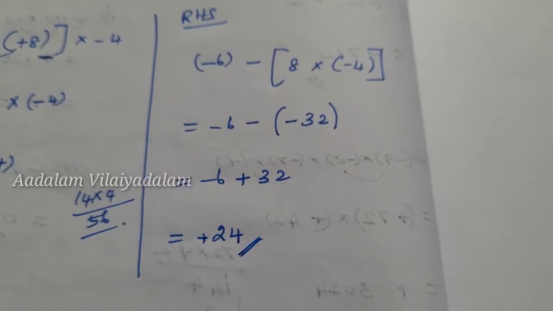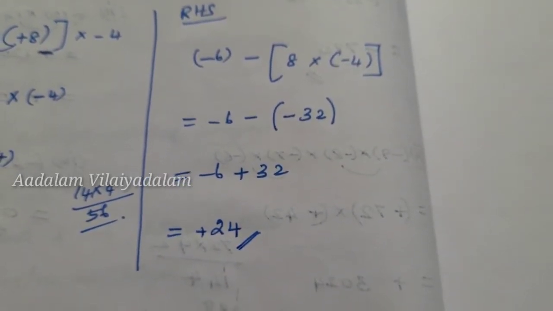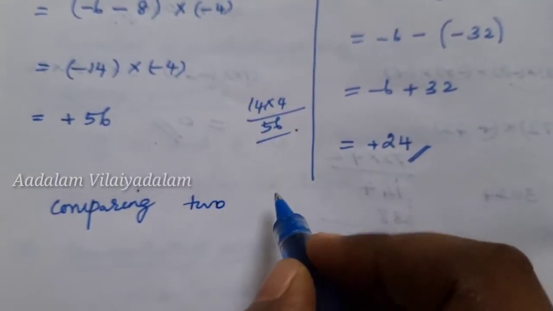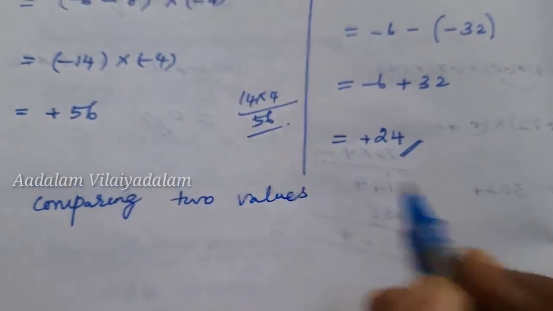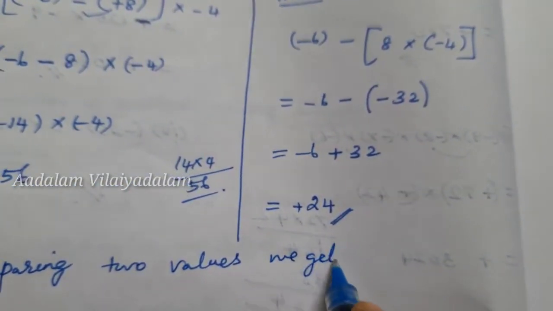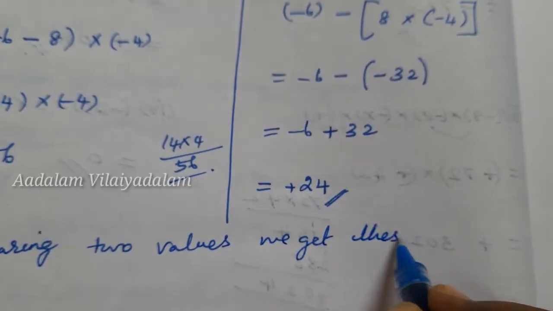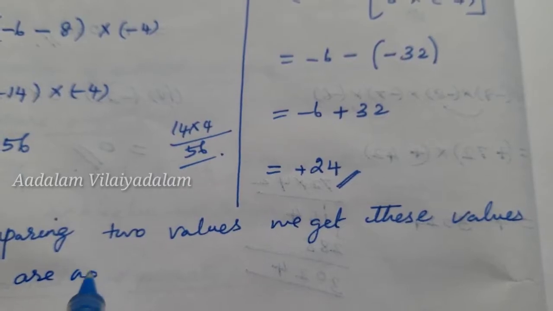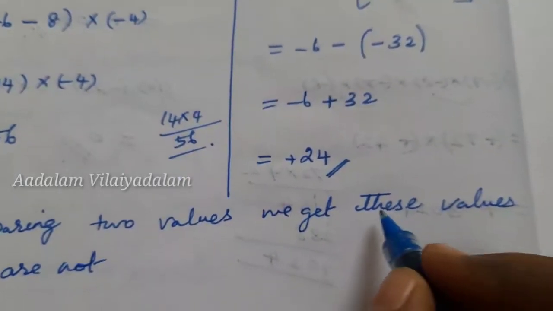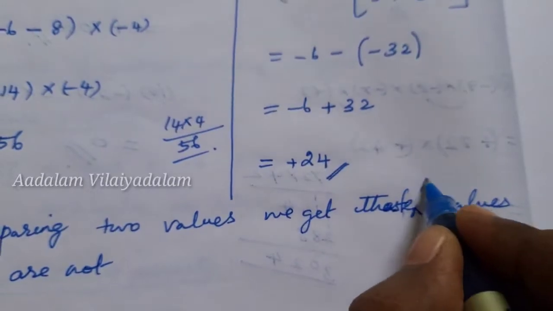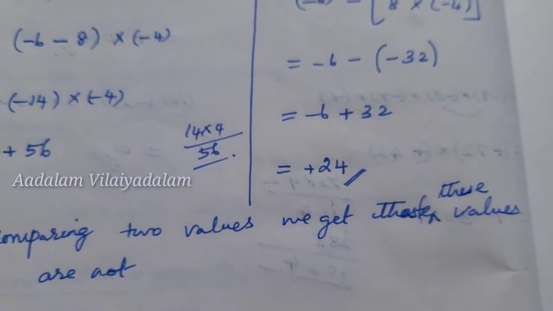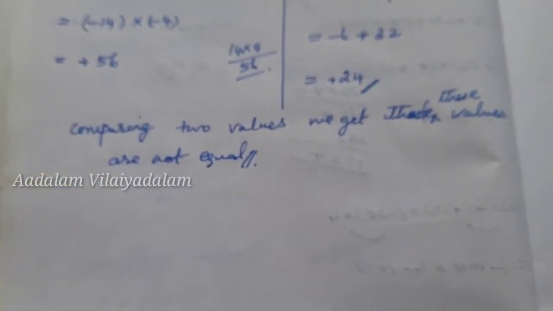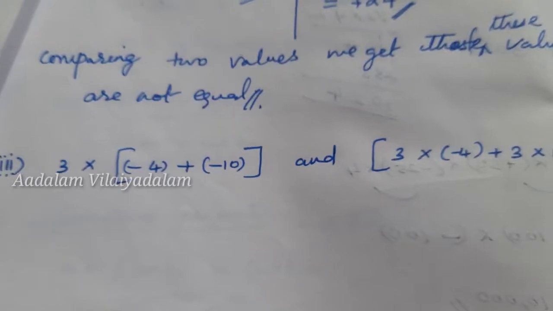Now you see, comparing the two values, we get that these values are not equal. Now let's move to the third subdivision.